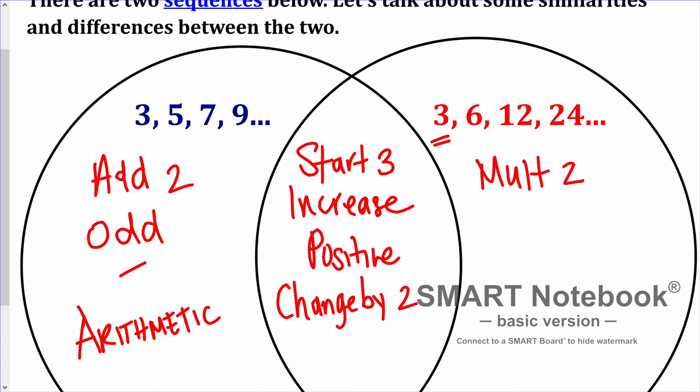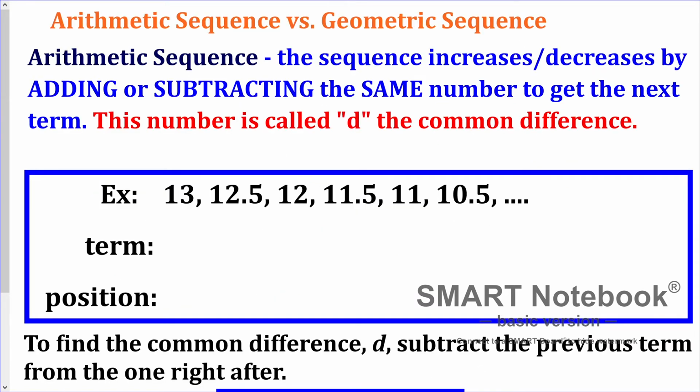All right, so this one with addition is arithmetic. This one with multiplication is going to be geometric. Okay, so let's talk about arithmetic and geometric.